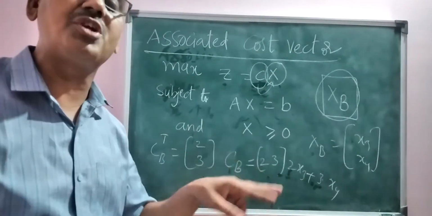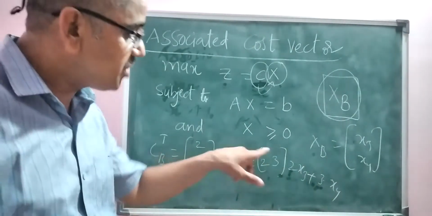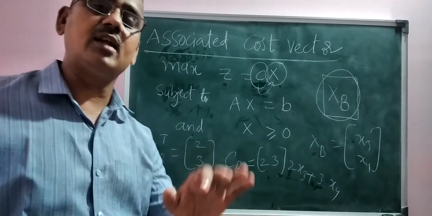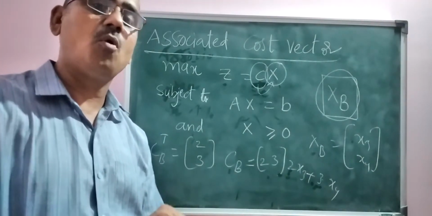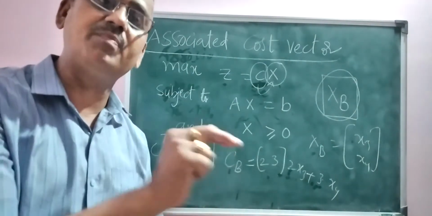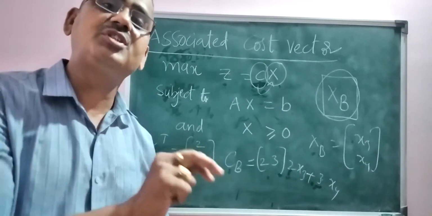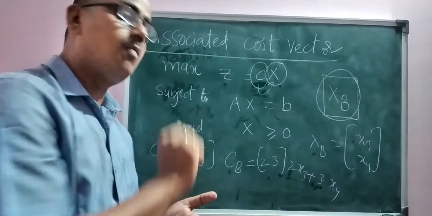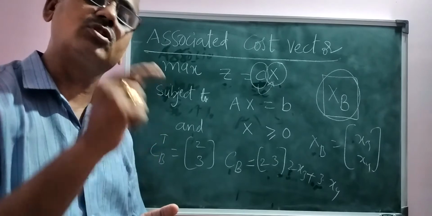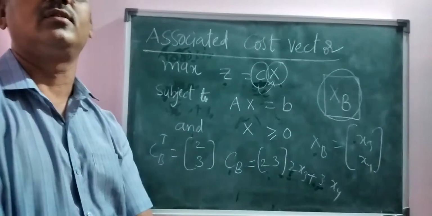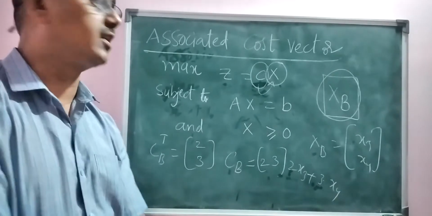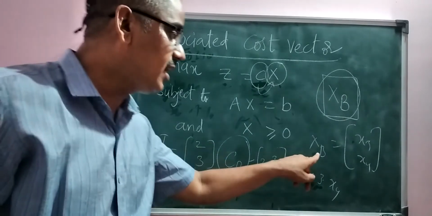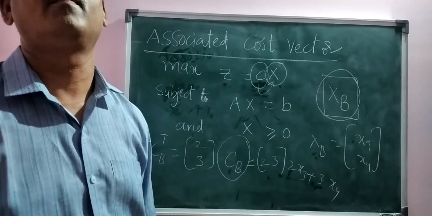It is known as associated cost vector, which is associated with the basic feasible solution xb. So if you consider the definition, whatever the basic feasible solution xb we have, the cost which is going to be associated with the basic feasible solution, the CB, is known as the associated cost vector. So associated cost vector is CB. It is associated with the basic feasible solution xb. Do you understand?